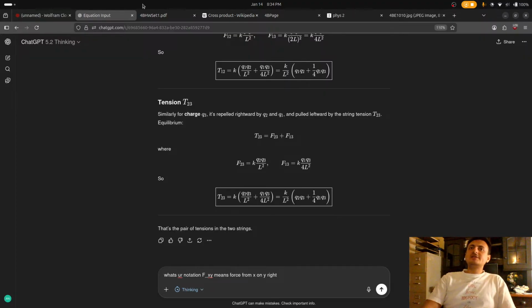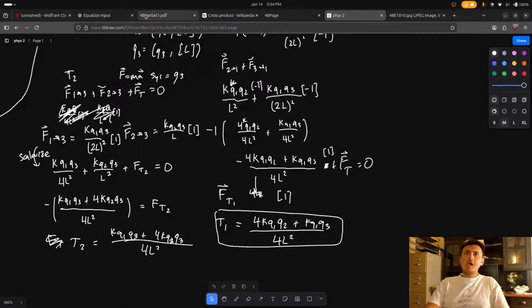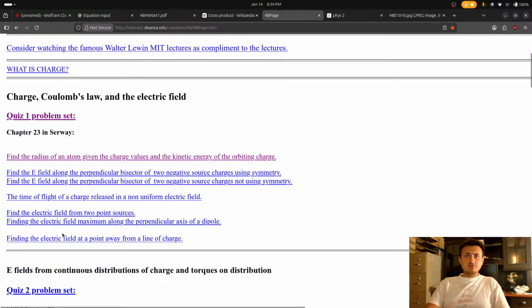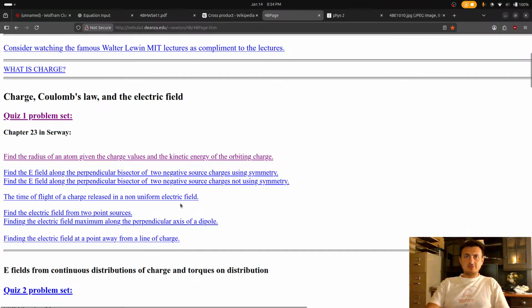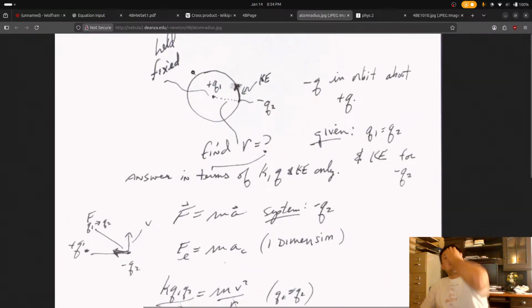Okay. Were there any static point charge torque problems on here? Where was it? Let's see, are any of these torque problems? These are all electric fields except for, I think there was one. No, electric field, E field, electric field. Oh, I think it was this one.